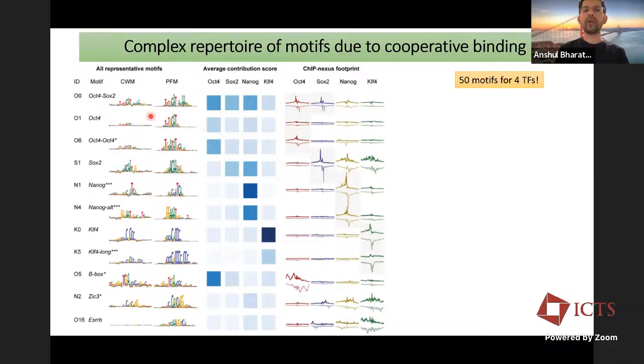Many of them pretty well known. There's the OCT4-SOX2 heterodimer, there's the OCT4 monomer, there's OCT homodimers, there's SOX2. I'll get to this in a second. We found a few different kinds of Nanog motifs.